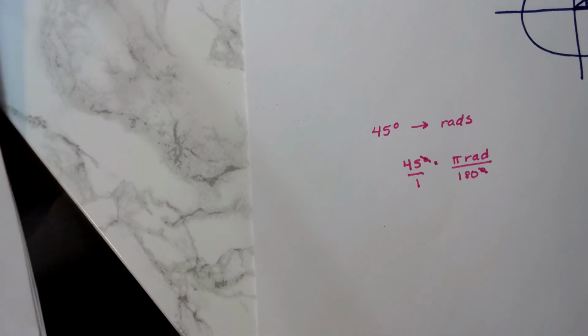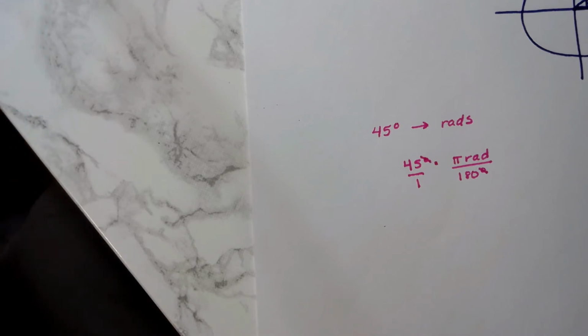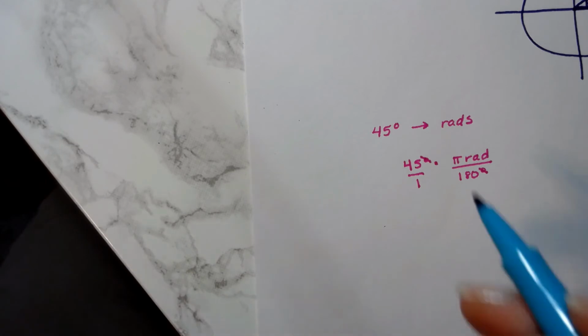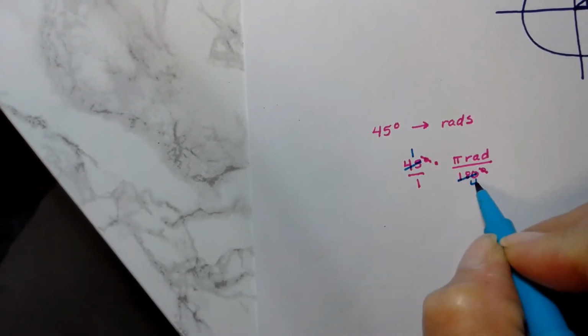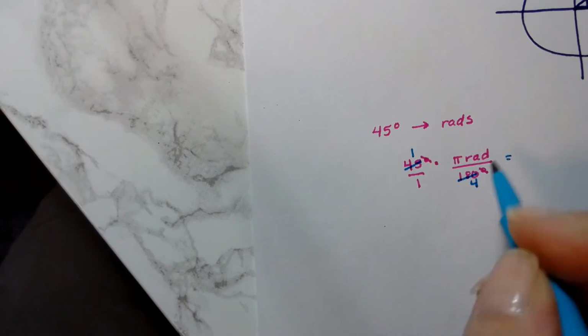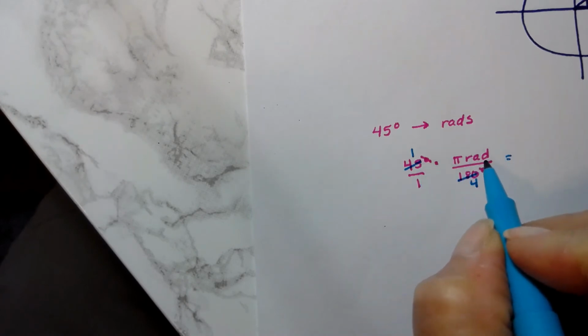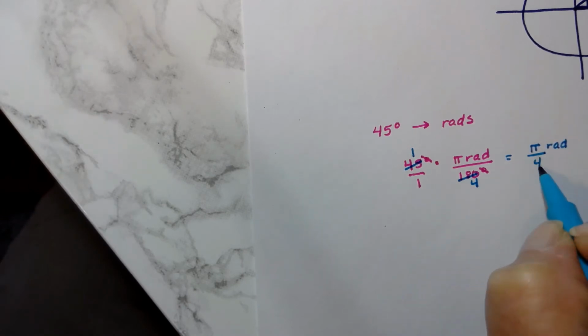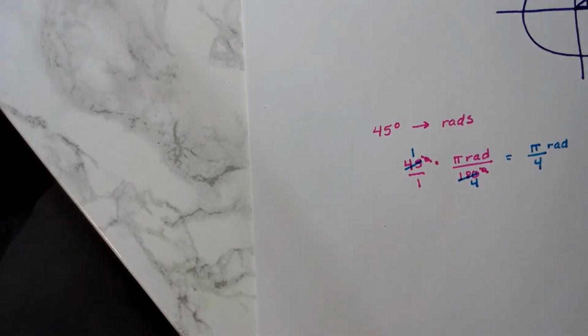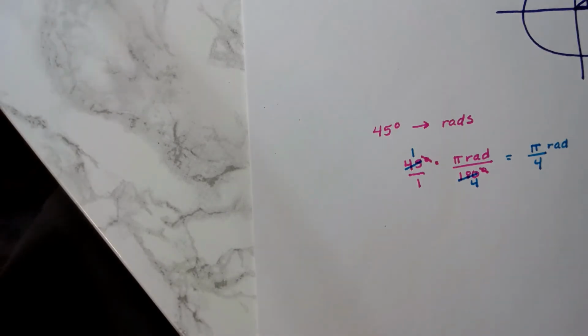Now I can say, are there numbers that divide evenly into both 45 and 180? Well, there are, right? 45 goes into itself once. It goes into 180 4 times. So if I clean this mess up, I'm going to have 1 times pi radians, which is pi radians, over 1 times 4, which is 4. So 45 degrees is equivalent to pi over 4 radians.